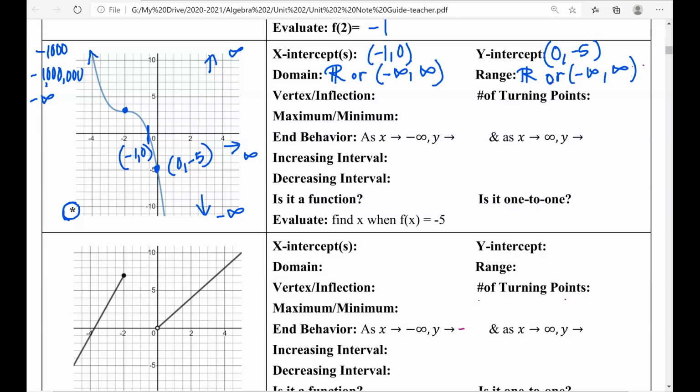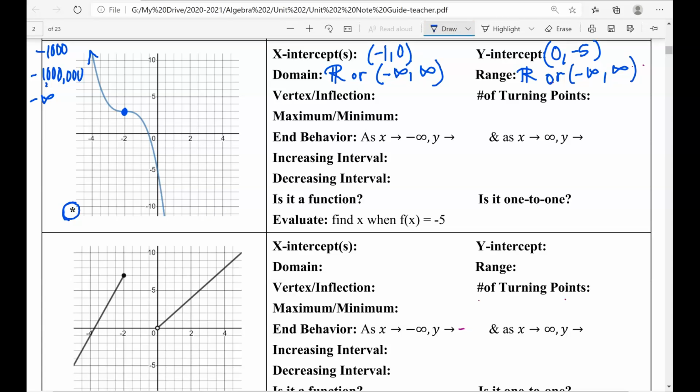This one, we do not have a vertex. So this is a brand new term for us. I know in Algebra 1 we know vertex already, but inflection point is some sort of a new item. Here's the inflection point. Let's circle that right now, because it does not have a vertex.